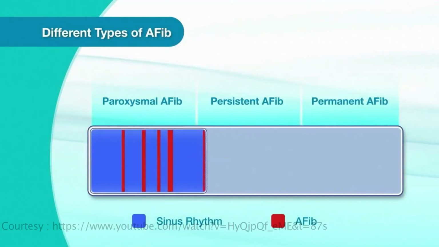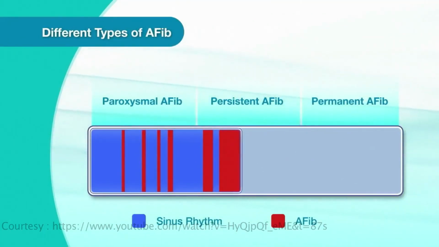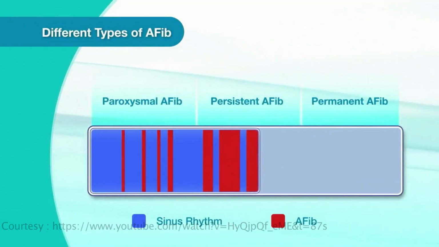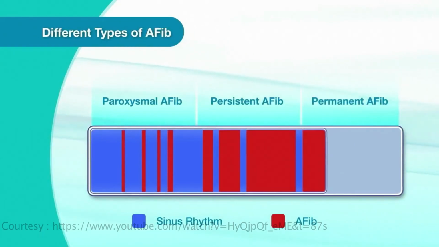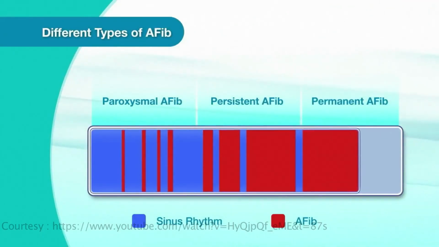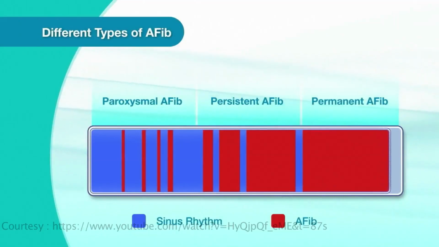In some situations, AFib may not go away on its own. Your doctor may need to perform a procedure or provide medicine for a cardioversion to bring your heart back to normal rhythm. This is called persistent AFib. In some people who have had AFib for a long time, the heart may not be able to return to a normal rhythm at all. This is called permanent AFib. Notice that over time, the red areas are larger and more frequent. This is why it's important to talk to your healthcare provider to be sure that you're doing all you can to keep your heart in rhythm.